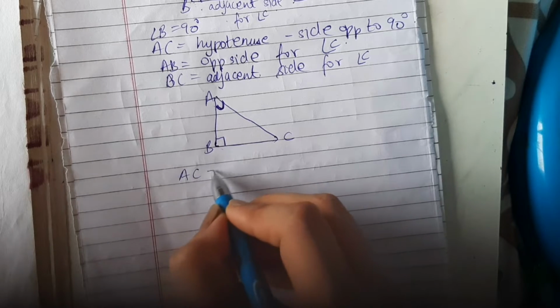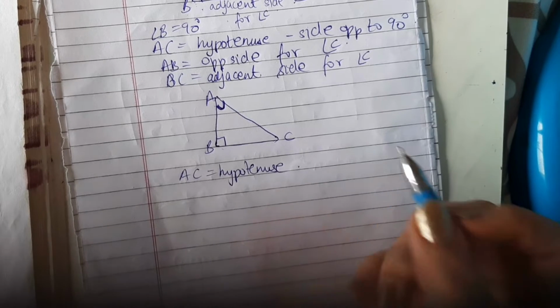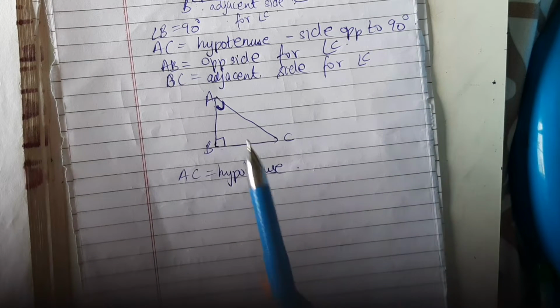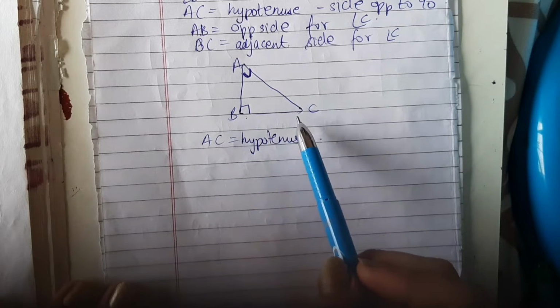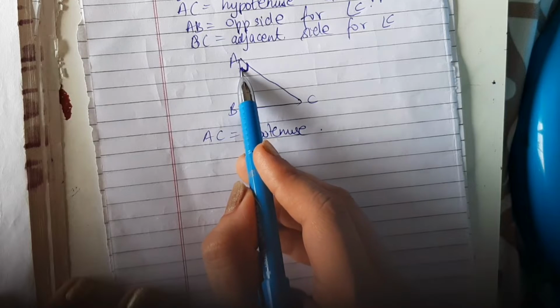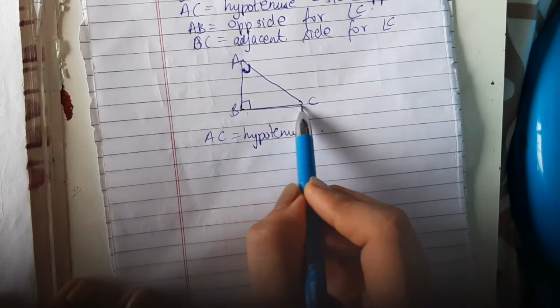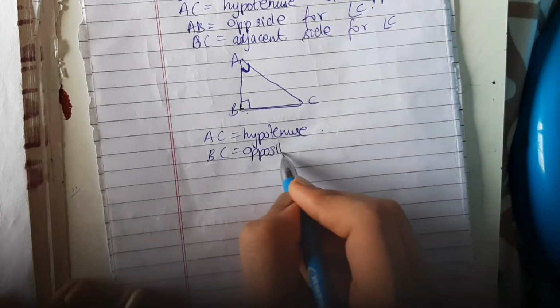Now AC will be the hypotenuse. The hypotenuse does not change with respect to the angles, whether it is C or A, because the hypotenuse is basically the side opposite to 90 degrees. So AC is the hypotenuse. Now for angle A, the opposite side is BC. So BC is the opposite side for angle A.